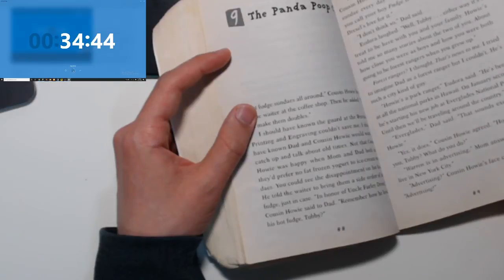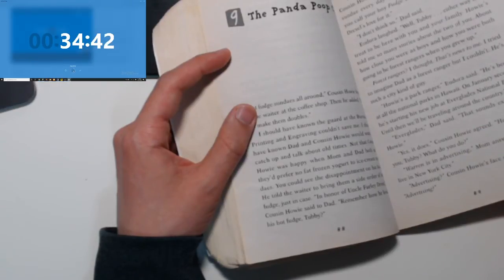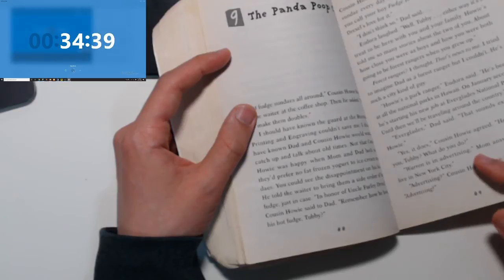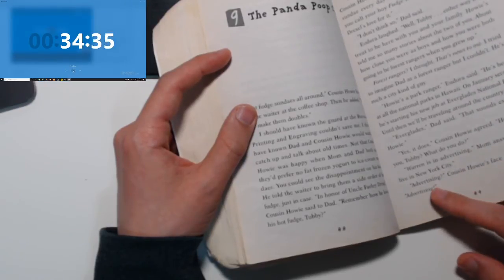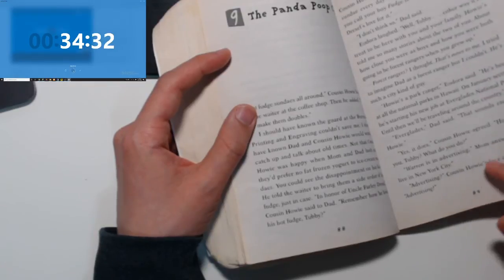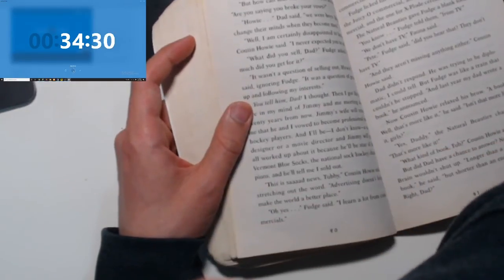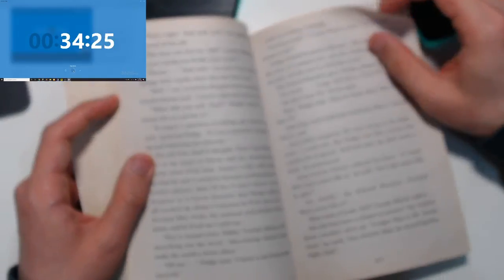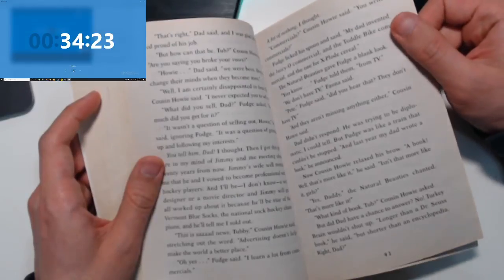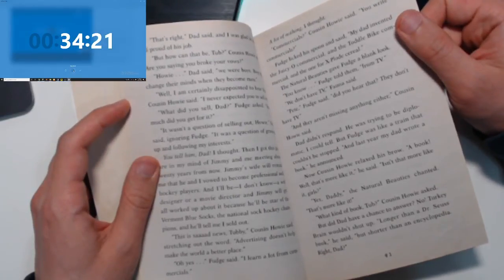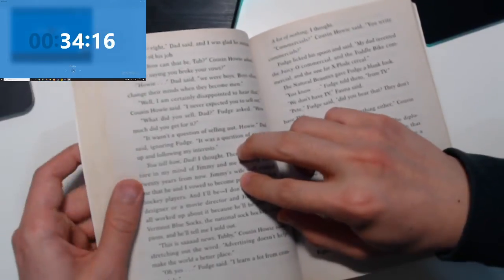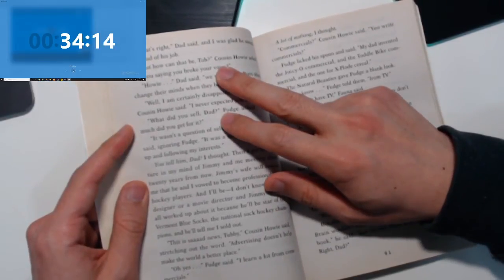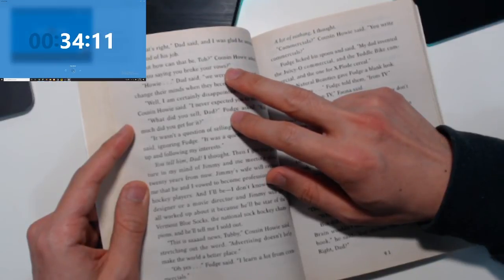Everglades. That sounds exciting. Go this way. Nice job.